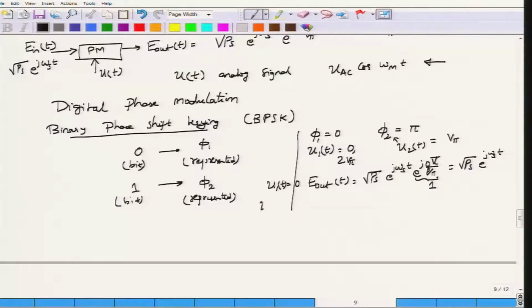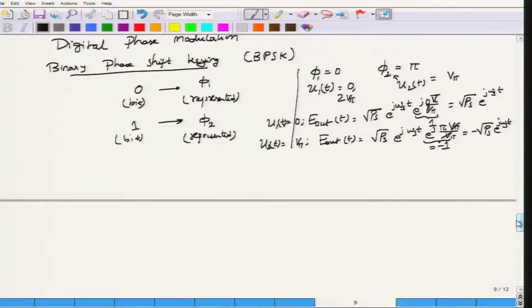Okay. When u2 is equal to v pi, this was the case when u1 of t is equal to 0. Then the output electric field will be given by square root of Ps exponential j omega st e to the power j pi v pi divided by v pi. The v pi and v pi will cancel, and e to the power j pi, I know, is equal to minus 1. So, I get minus square root of Ps e to the power j omega st. Okay. So, I have obtained binary phase shift keying.